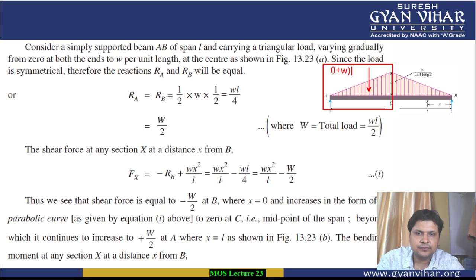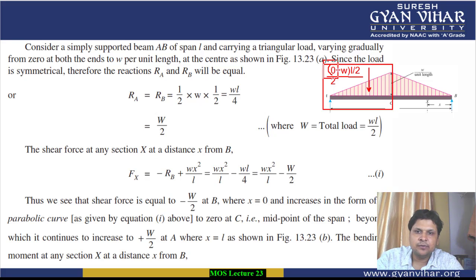It is half of, and what is the base length? The base length is L by 2. So, divided by 2. So this will be equal to 0 plus W, meaning WL by 4.